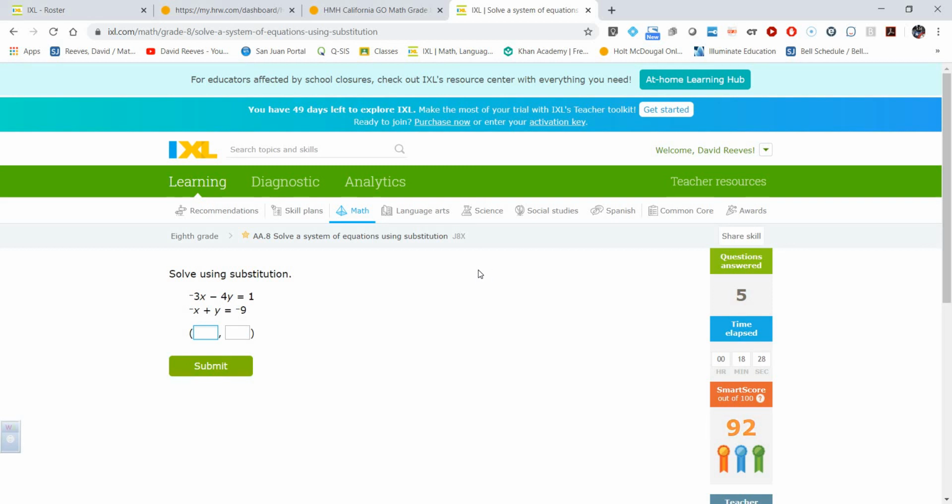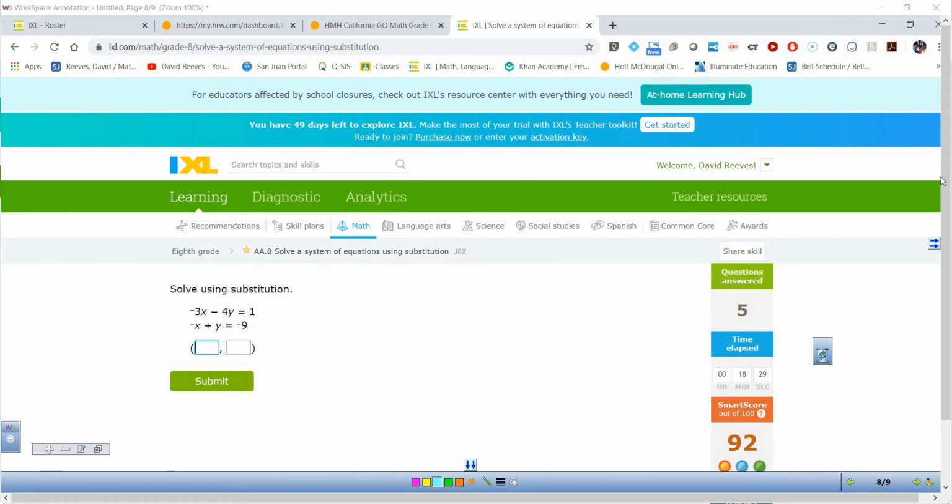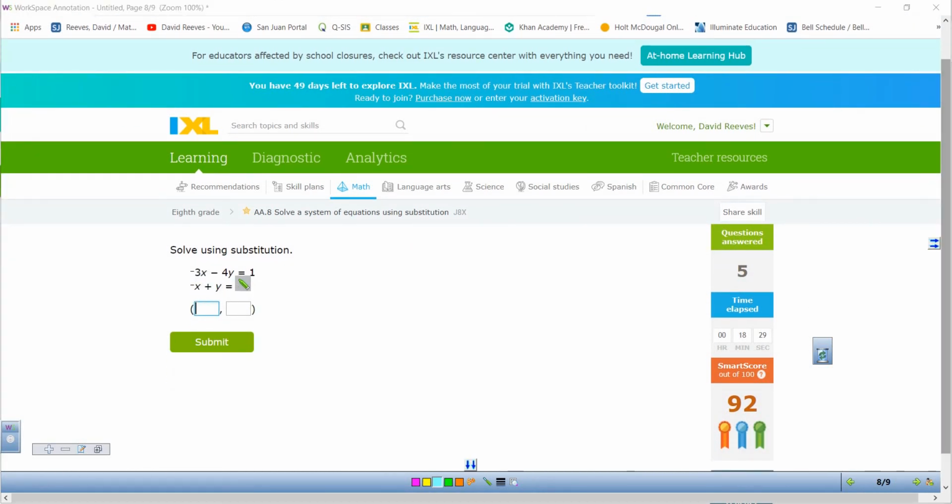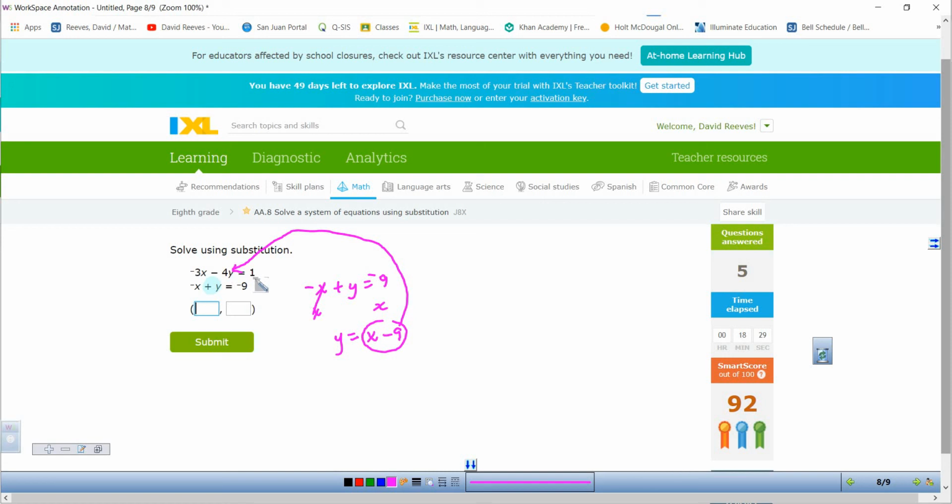Alrighty, so I'm not going to do this last one all the way, but I just want to remind you, when you're deciding which variable to solve for, if at all possible, look for the one that has a coefficient of 1. So for this one, if I had negative x plus y equals negative 9, I'd go ahead and add x to both sides. That's going to get me y equals negative 9 plus x, or I'll write x minus 9. Then I'm in good shape. I'm going to put this in for that y, and then I'd go from there. But I'm going to let you do that on your own.